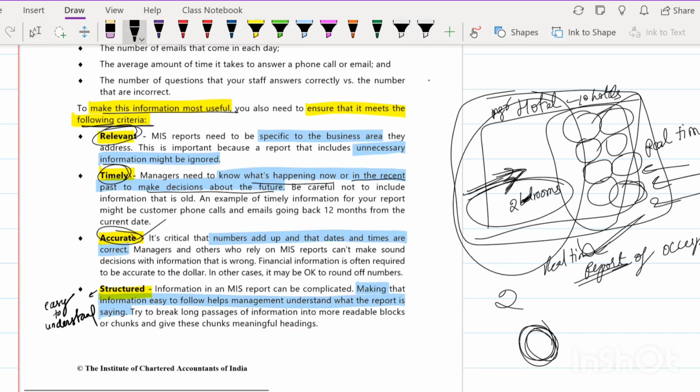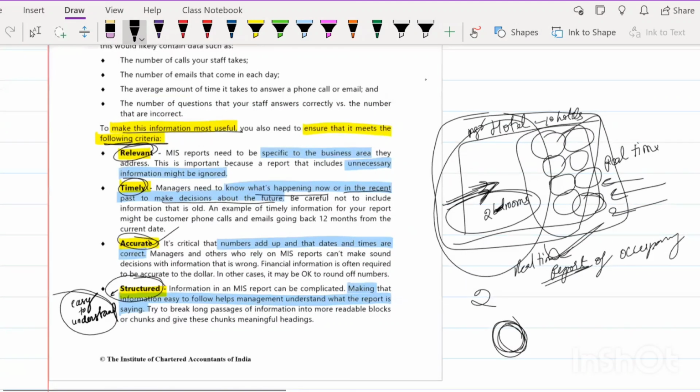Accurate data must be available. Next is structured data. That means whatever data or report you have been given, even though the information is very complex, it must be put together in such a way that it is easy to understand. So these are the 4 criteria that you have to keep in mind to make the information most useful for you.